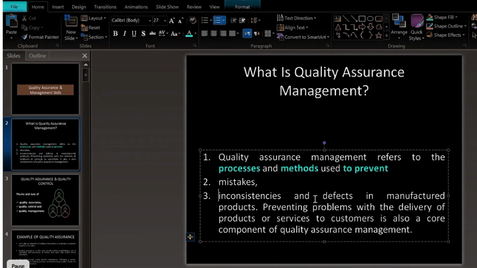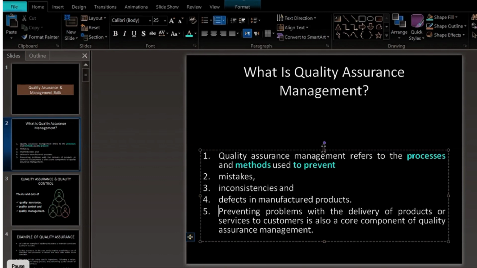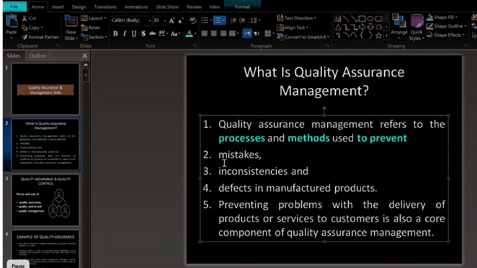And then inconsistencies and defects in manufactured products. So we are getting involved in this process so that we can prevent ourselves from committing mistakes, inconsistencies, and confronting defects in manufactured products, because that is something where you can't assure customer satisfaction, client satisfaction, and on top of everything, your own personal repute is also involved. So it's a process where you really need to follow certain methods, and the core purpose is to prevent mistakes, inconsistencies, and defects in the manufactured products.